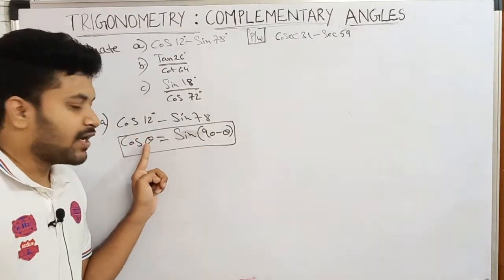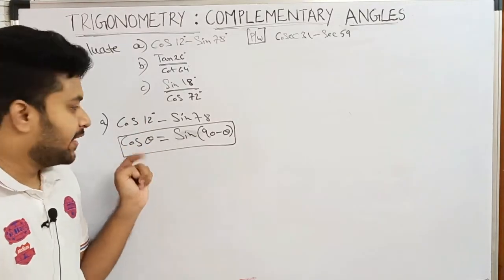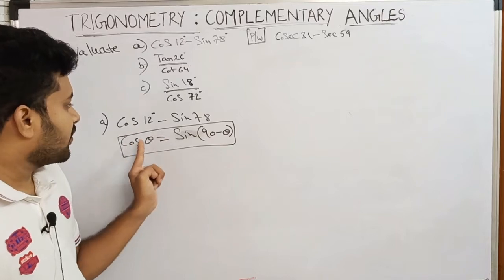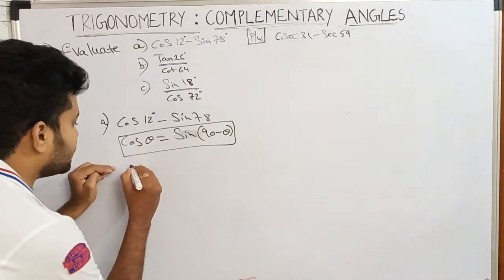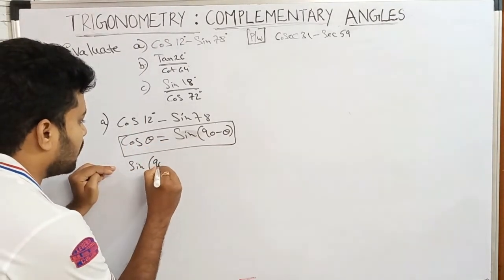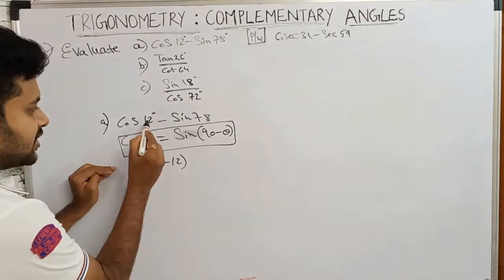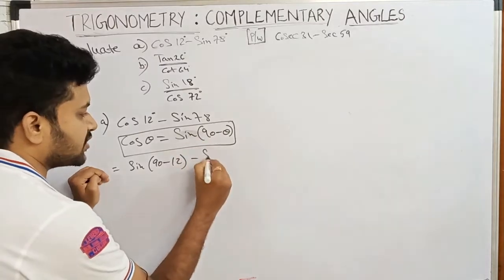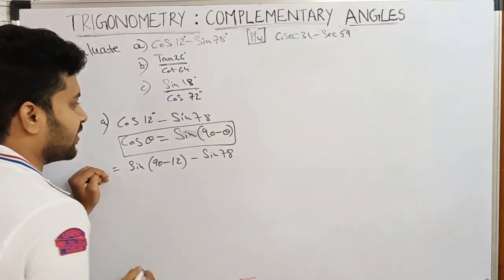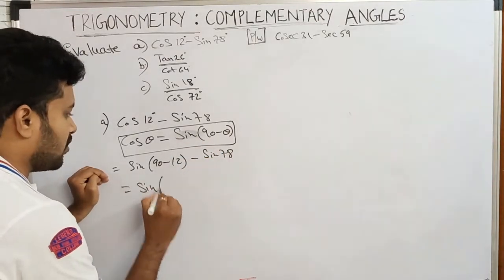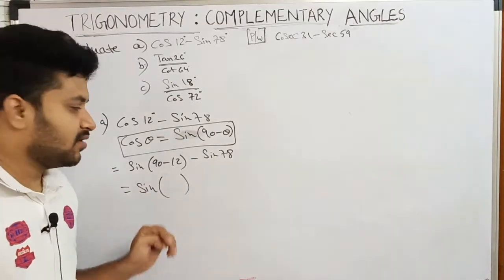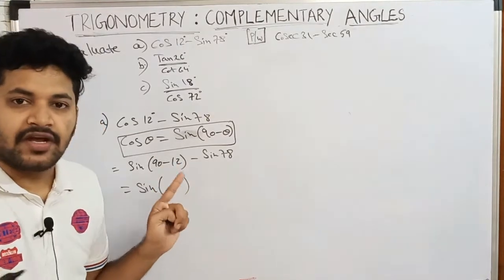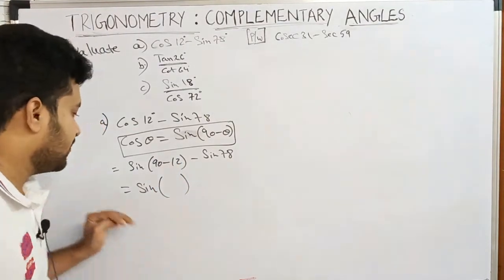So what is theta here? 12. In place of 12 I will write theta. Cos 12 is equal to sin of 90 minus 12. I am writing this value here, minus, and just copy this one, sin 78. 90 minus 12, how much? First 90 minus 10 is 80, and 2 remains as balance. 80 minus 2, how much? 78.